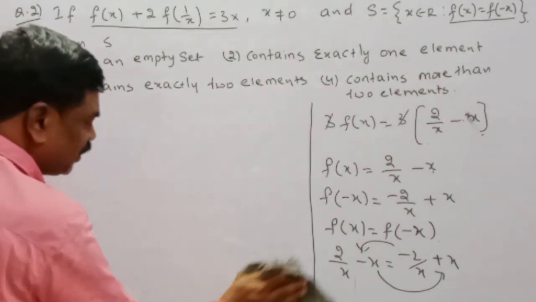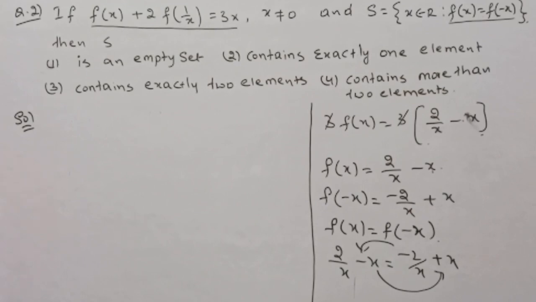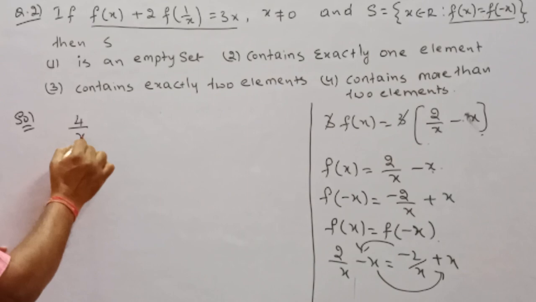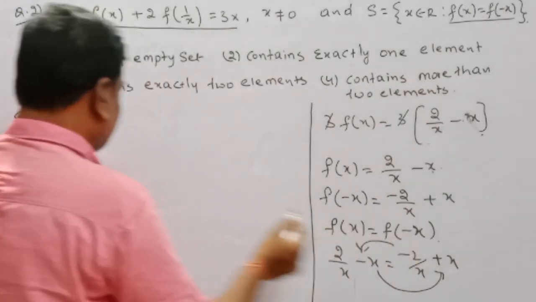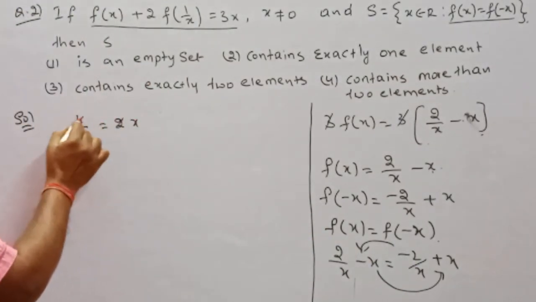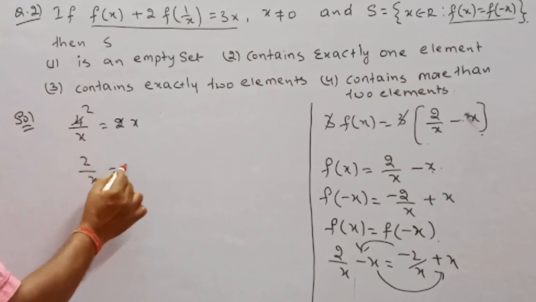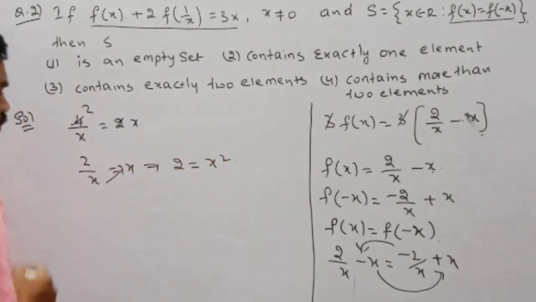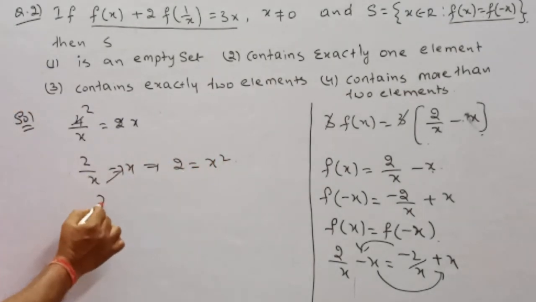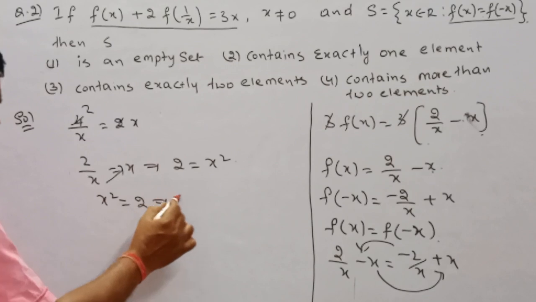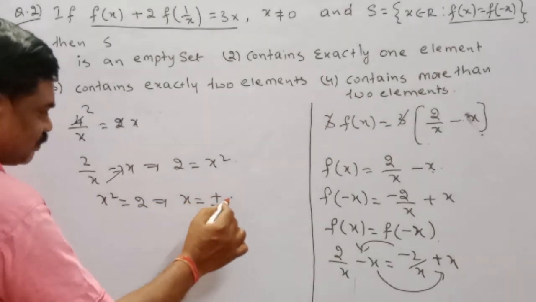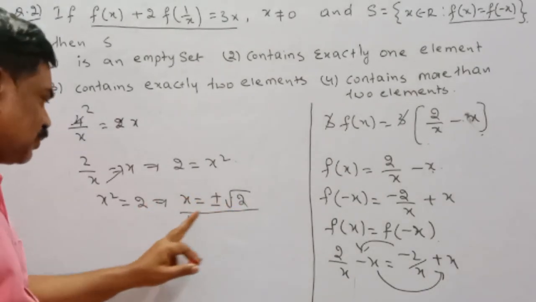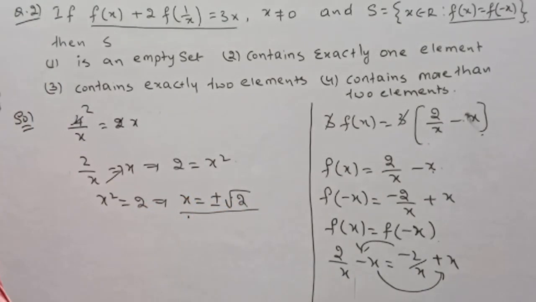So you can write here, this is 2 by x plus 2 by x, which is 4 by x, equal to x plus x, 2x. So 2 by x is equal to x. By cross multiplication, 2 is equal to x square. Then x square is equal to 2, which implies x is equal to plus or minus root 2.